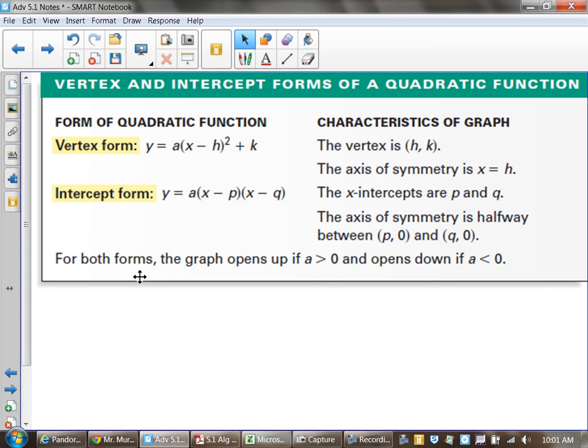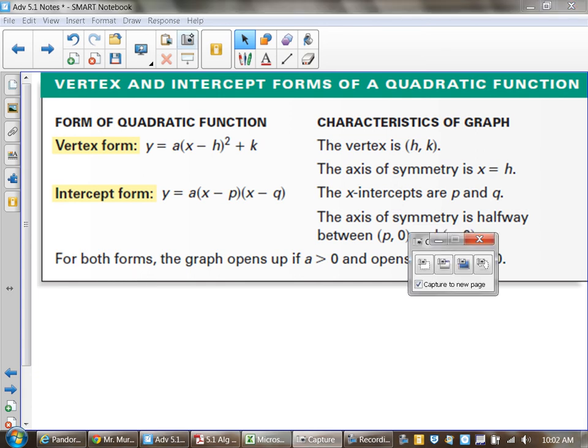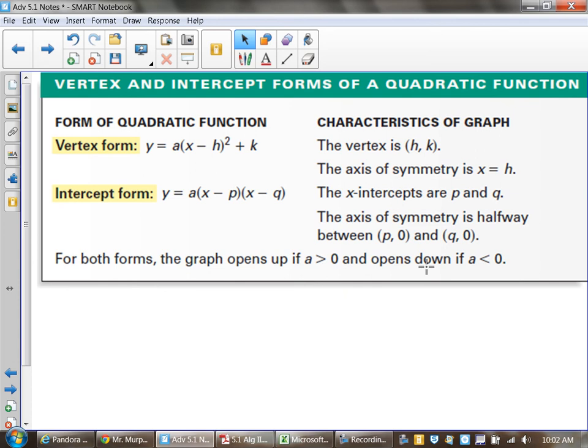Anyway, you have two new forms. It's called vertex form and intercept form. Vertex form deals with what are called A, H's, and K's again. We'll deal with this one first. Then we'll come back to the other one.